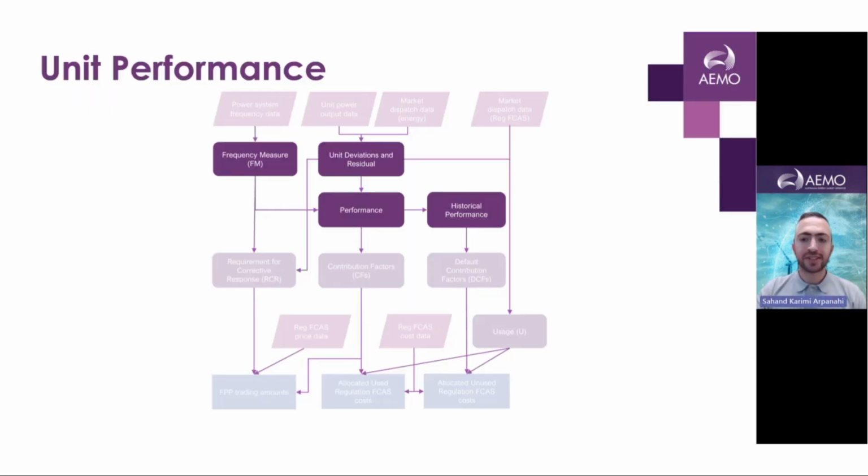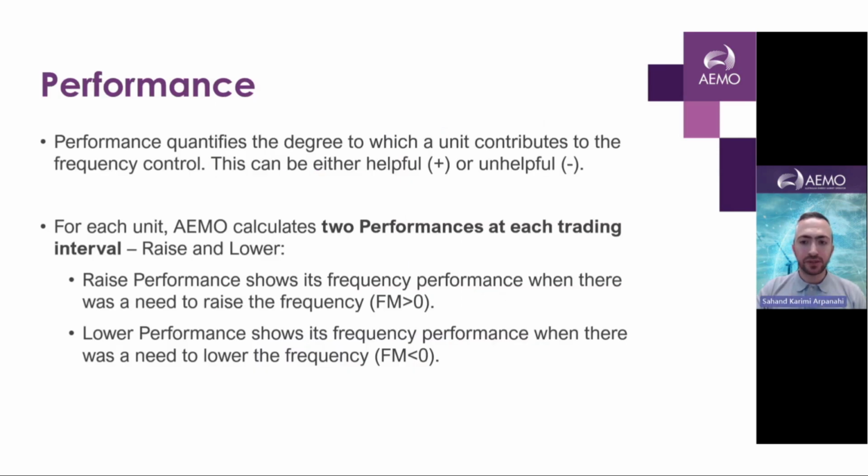In the FPP process, the performance of each unit for a 5-minute trading interval is calculated using its deviations and the frequency measure, or FM, in that region. The performance of a unit quantifies how much the unit contributes to the frequency control of the power system. This contribution would either be helpful or unhelpful, which is shown by the sign of the performance value. A positive sign shows helpful frequency response, while a negative one shows the opposite.